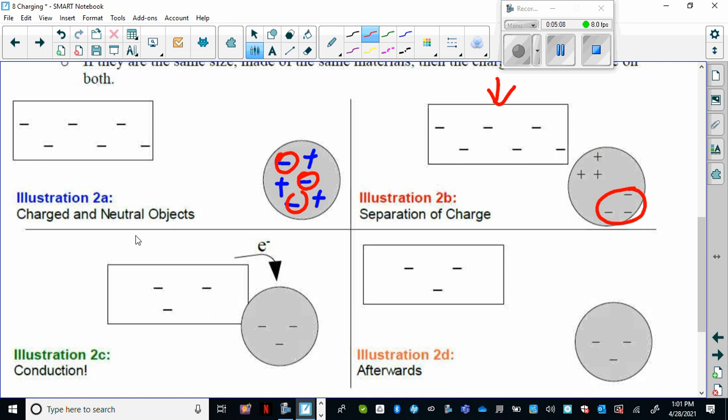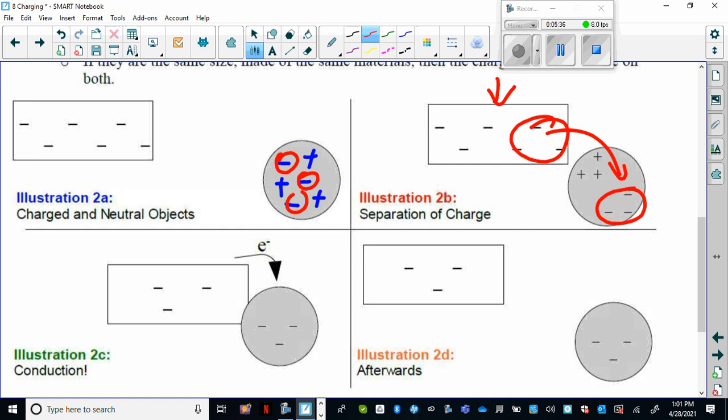When they actually touch, objects want to balance themselves out. They want to become as neutral as possible. It's the natural tendency of all objects to be neutral. And therefore, when they touch, it will allow 3 of these electrons to transfer into this one so that both objects balance out and gain as close to a neutral charge as possible.